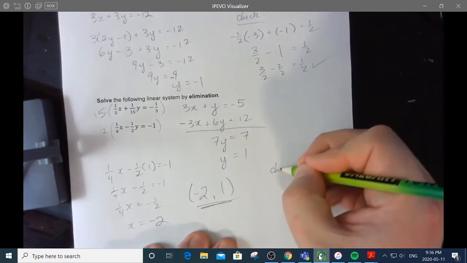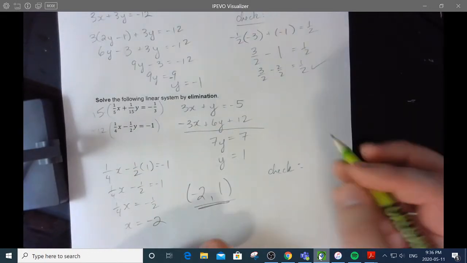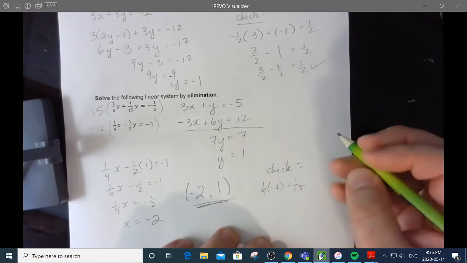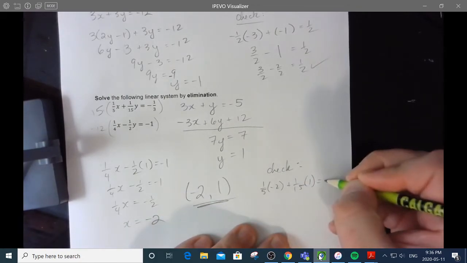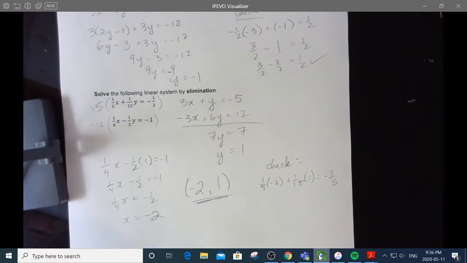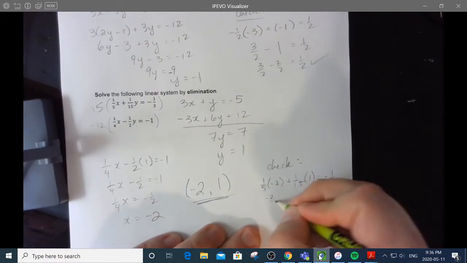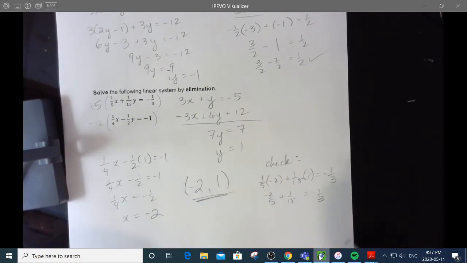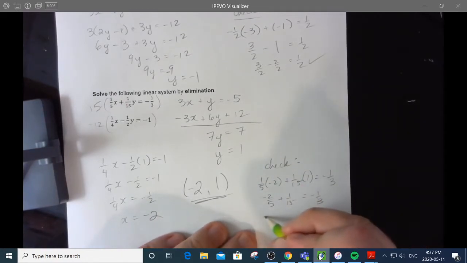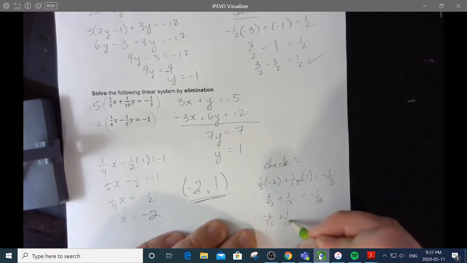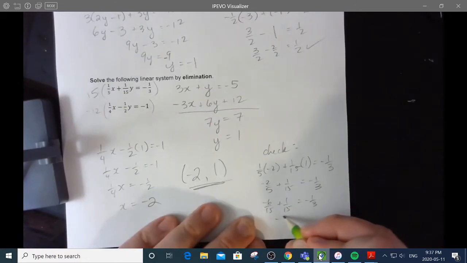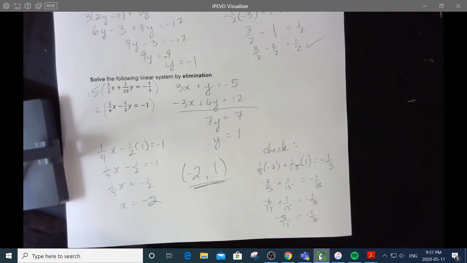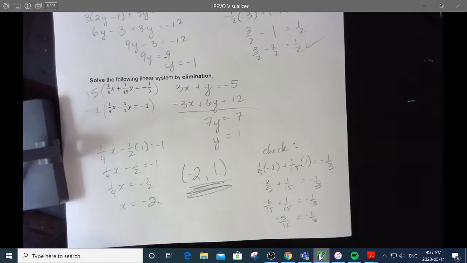Again, I'll do a check. I'll pick the ugly one since I used that one. So 1/5 of -2 plus 1/15 of 1 is equal to -1/3. Okay, so -2 times a fifth is -2/5. 1 times 1/15 is a 15th, and that has to be equal -1/3. The common denominator here is 15, so that's -6/15 plus 1/15. And -6 plus 1 is -5. And yes, those two fractions do equal each other because 15 and 5 are both divisible by 3. So I have the right answer.